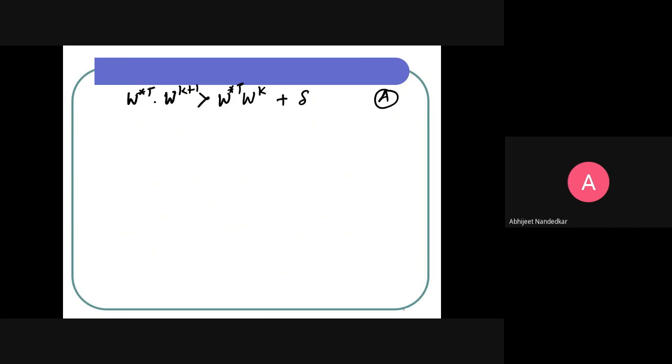Now if I keep on doing further steps, then from equations A and B, what it is saying is W star transpose Wk plus 1, I'm just writing the previous step here, is greater than W star transpose Wk plus delta. Now if I do the next step, W star transpose multiplied by Wk plus 2, it will be greater than W star transpose Wk plus 1, just replacing k plus 2 here, and here it will be k plus 1, plus again delta.